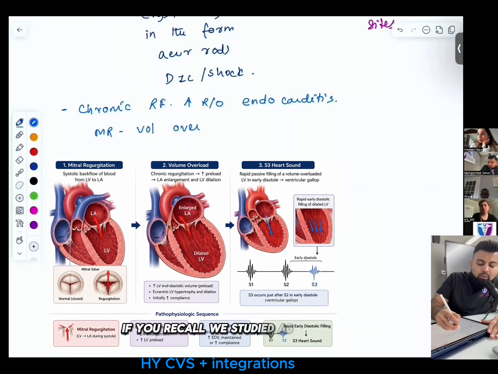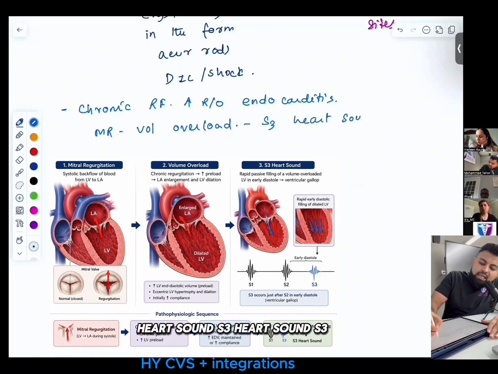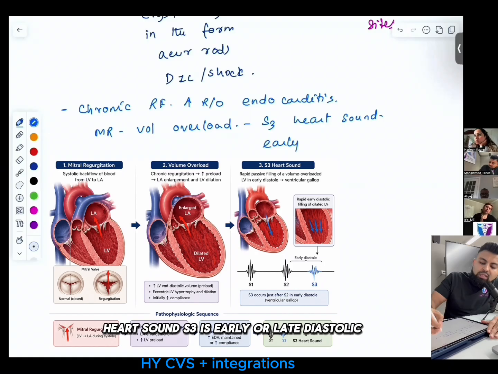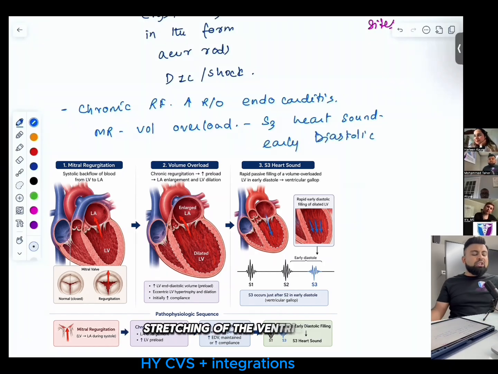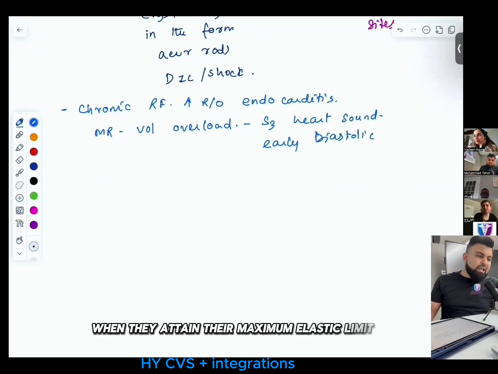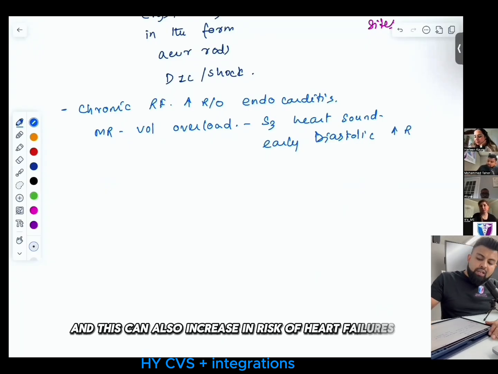If you recall, we studied about this, and this can lead to which heart sound? S3 heart sound. S3 is early or late diastolic? Just quick recall. Early diastolic. Remember stretching of the ventricles when they attain their maximum elastic limit. And this can also increase the risk of heart failure, isn't it?